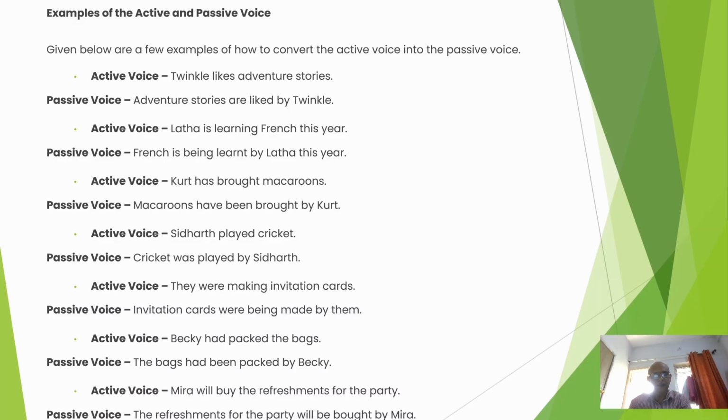Active voice: Becky had packed the bags. The bags had been packed by Becky. Mira will buy the refreshments for the party. The refreshments for the party will be bought by Mira.